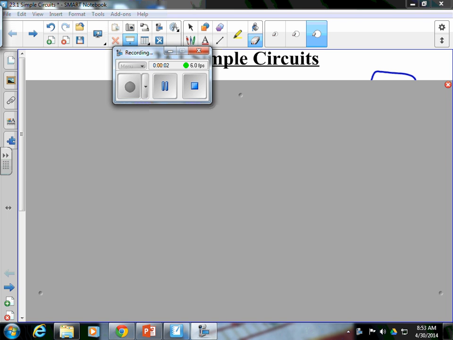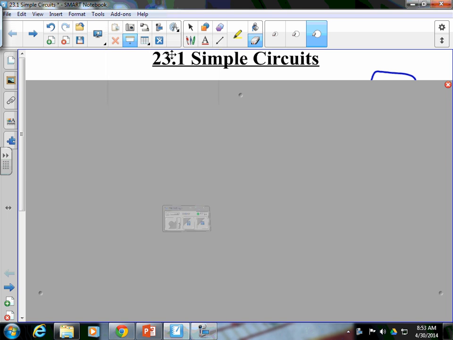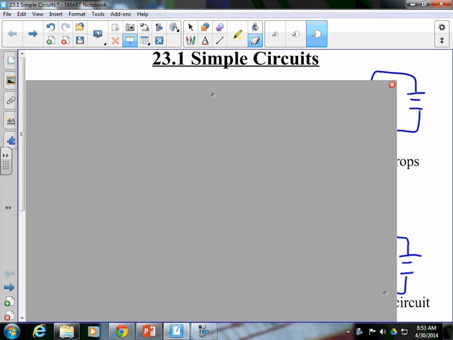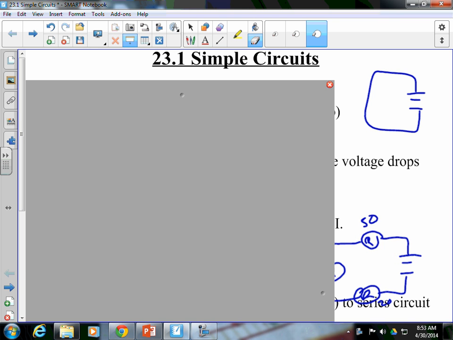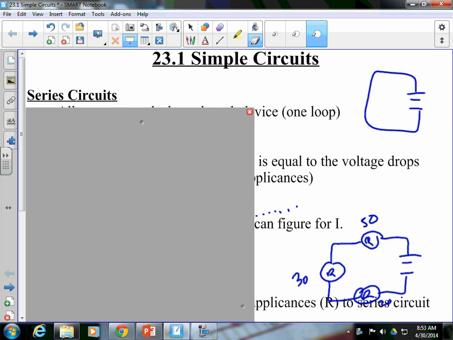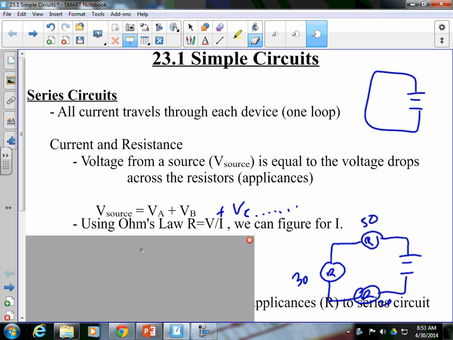Welcome to Chapter 23, the last chapter of your physics career. How exciting! We are going to start with Chapter 23. We're going to talk about circuits. We are combining everything together, voltage, current, resistance, when we talk about circuits and how electricity can travel. So there's a lot of information that we can talk about when we're talking about circuits.